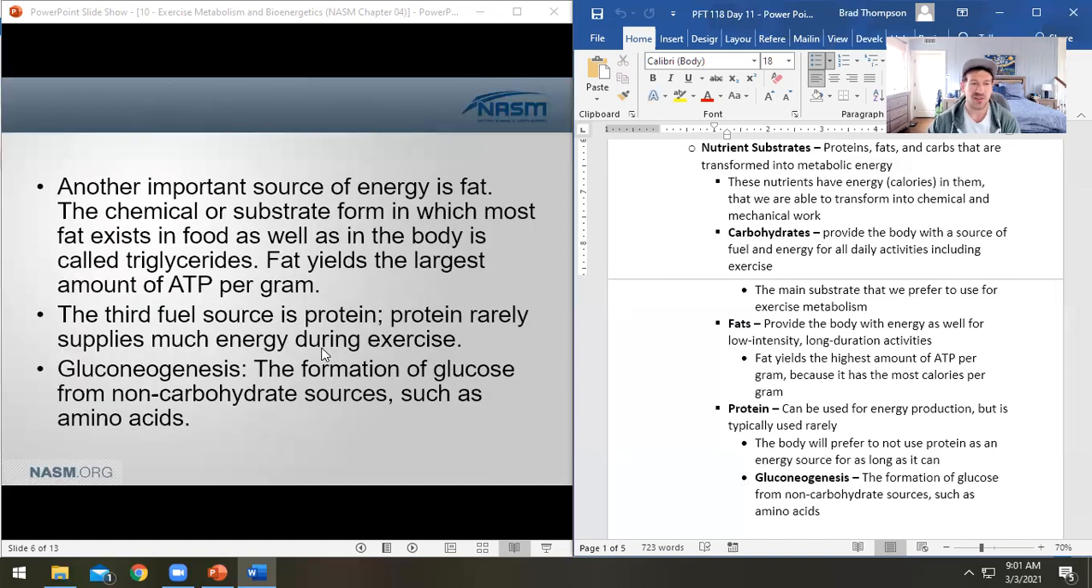The next substrate that we've got is obviously fat. Fat is another really great way for us to produce energy. So fat provides the body with energy as well. In fact, fat actually has more energy in it than carbohydrates do, at least per gram, which is kind of funny. You think about how much ATP would be locked in a molecule of glucose versus how much ATP is locked in a molecule of fat. There's actually more energy in fat.